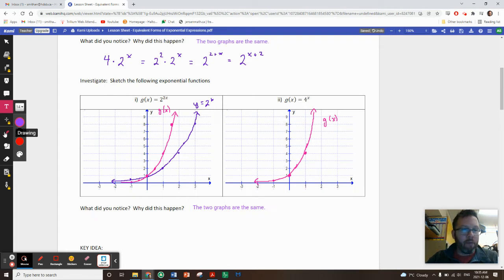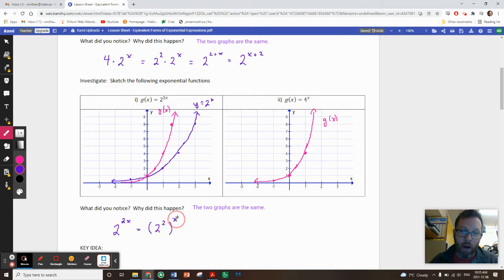And why does this happen? Well, we can do some similar algebraic manipulation to show that these are equal. I'll take the left-hand one, 2 to the power of 2x. We can use our power of a power rule for exponents, but in reverse. You can write that as 2 squared to the power of x, because the power of a power rule is that you multiply the exponents. 2 times x is 2x. It all checks out. And of course, 2 squared is just 4. So 2 to the power of 2x and 4 to the power of x are equivalent expressions.